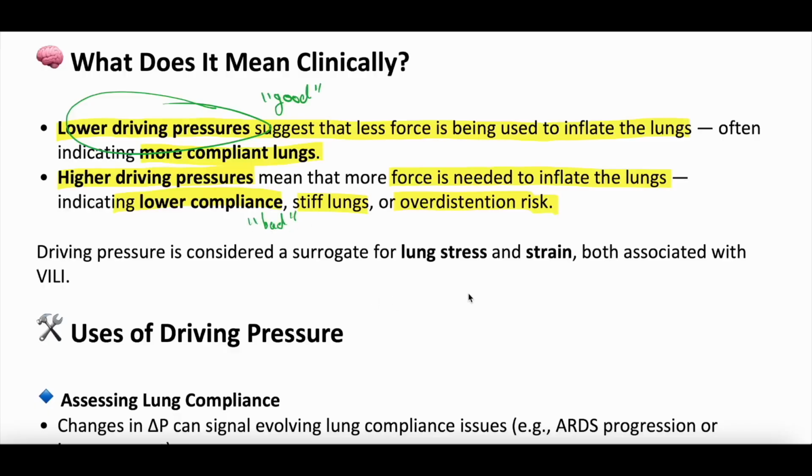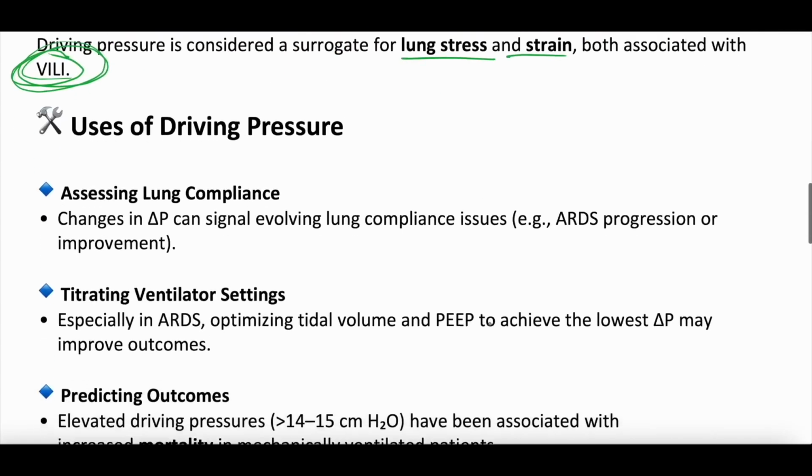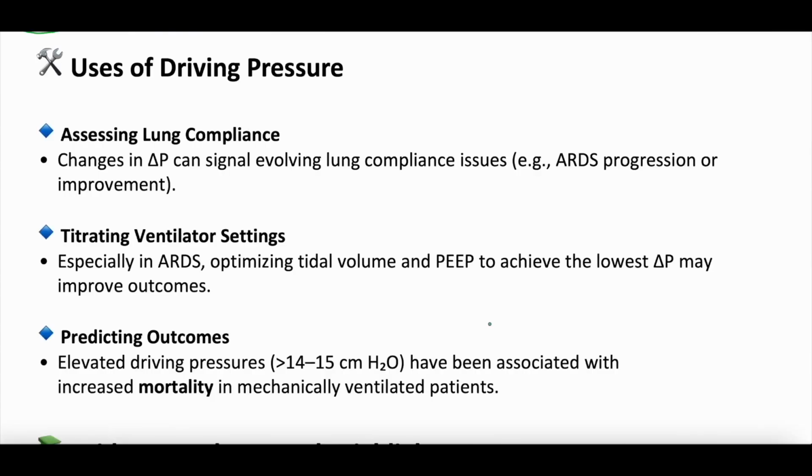And driving pressure is a surrogate for what's considered kind of lung stress, strain, associated ventilator-induced lung injury. So a higher driving pressure can suggest that those lungs are sustaining ventilator-induced lung injury, and we've got to make some changes. So when we use driving pressure, the things to think about are lung compliance. And there's actually three different ways to think about this. One way is following the driving pressure to better understand how lung compliance is changing.